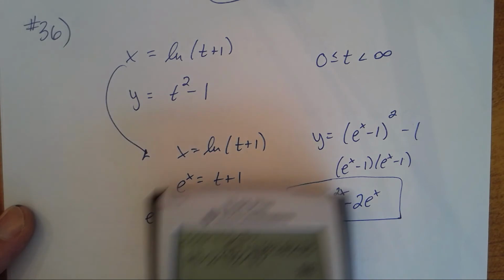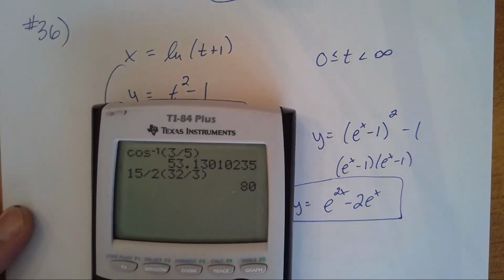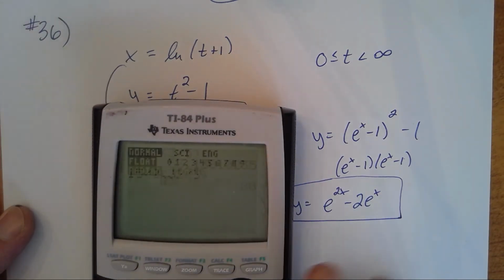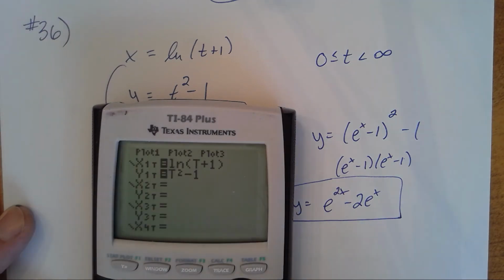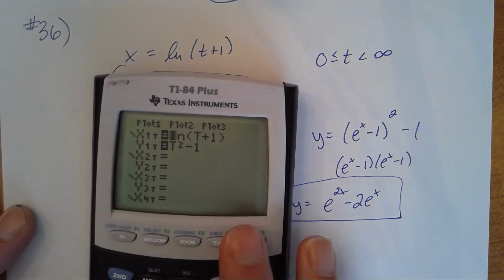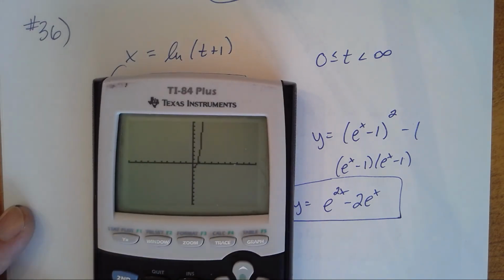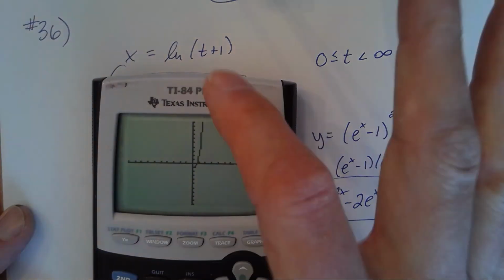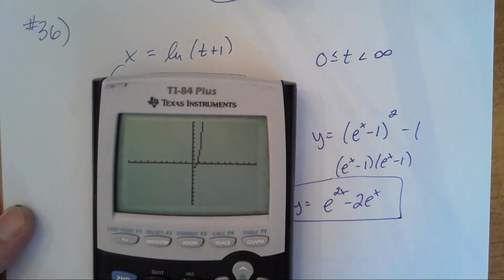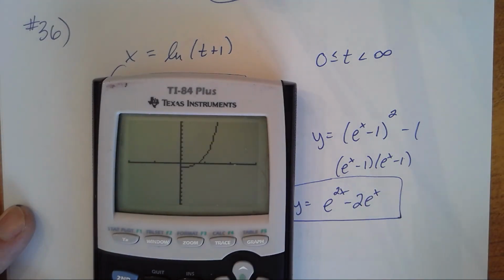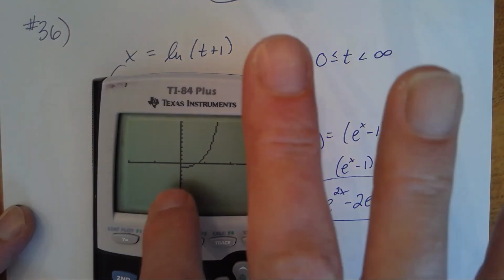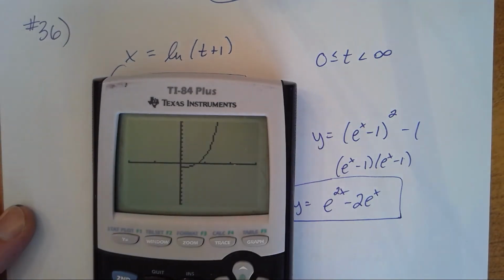You can see that as t goes on to infinity, it's just going to increase exponentially. But like I said, I was going to go to mode parametric, y equals, there's my equations, and if I hit graph, there's an exponential equation. Looks like it does start at 0, negative 1. If you want a better look at it, use negative 2 to 3.